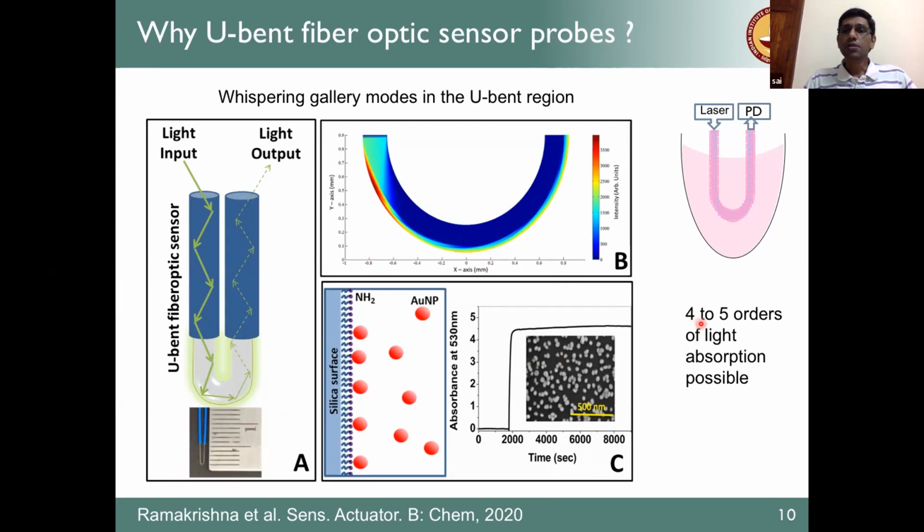As far as absorbance is concerned, you can actually get even 4 to 5 orders of light. That means if you launch about 100 milliwatt of power, on the other end, you get only 15, 20 microwatt.